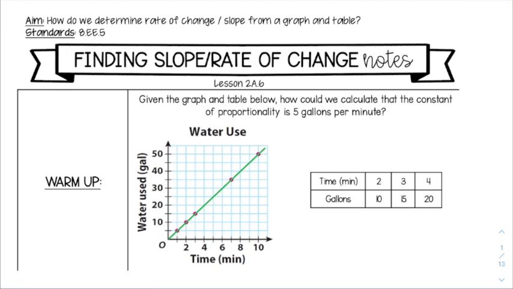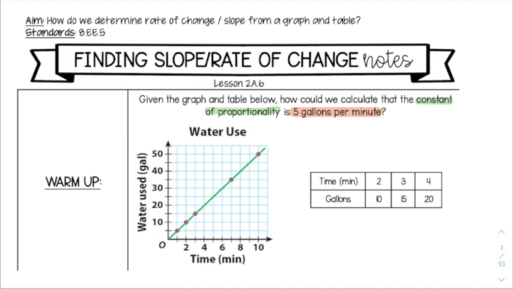And here's our warm-up. So you're given a graph and you're given a table of information. It's also telling you, how can we calculate the constant of proportionality? And they're telling you that the constant of proportionality is 5 gallons per minute. So in each of these, the graph is saying 5 gallons per minute, and it's 5 gallons per minute here.